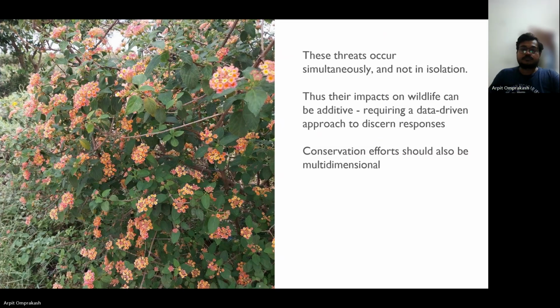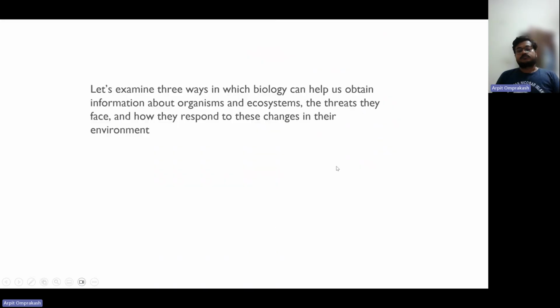So these effects can be additive, and they require a data-driven approach to predict what will happen and what will not happen. Conservation efforts should also be multidimensional, to deal with all these threats at the same time. Now we'll examine three ways in which biology helps us obtain information about organisms and ecosystems, the threats they face, and how they respond to these changes in the environment.